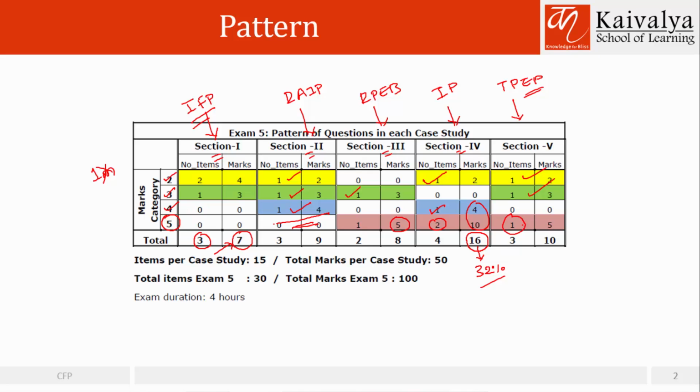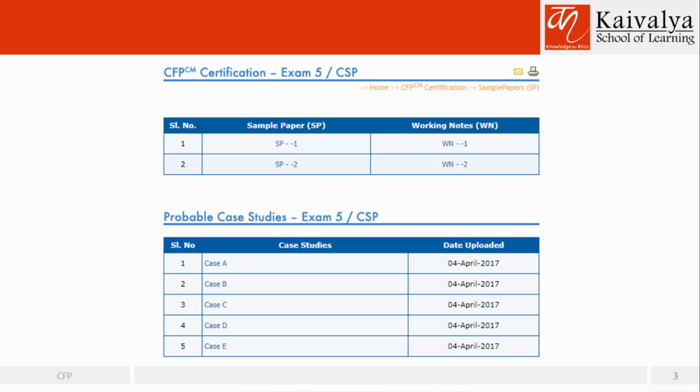Now looking at this, you would identify that it is not at all easy to prepare for this module merely in a week or say 10 or 15 days. You have to study the relevant modules in detail. Then and only then can you get through this examination. Fine. Now this is what is available on the FPSB site.